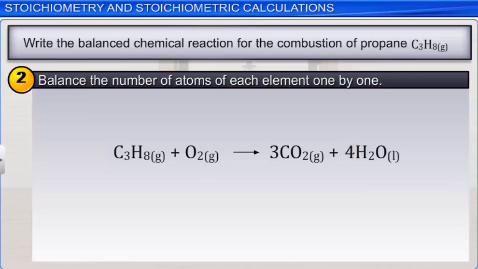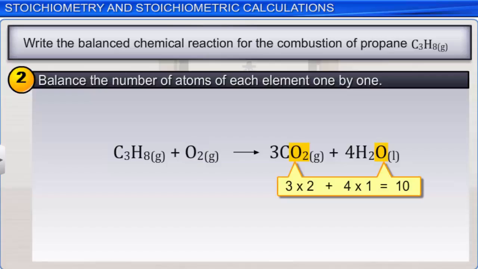Now, let's look at the oxygen atoms. There are 2 oxygen atoms on the left and 10 on the right side. 3 multiplied by 2 oxygen atoms, that is 6 oxygen atoms in carbon dioxide, and 4 multiplied by 1, that is 4 oxygen atoms in water. 6 plus 4 gives a total of 10 oxygen atoms on the right side. Hence, we will multiply O2 on the left side by 5.